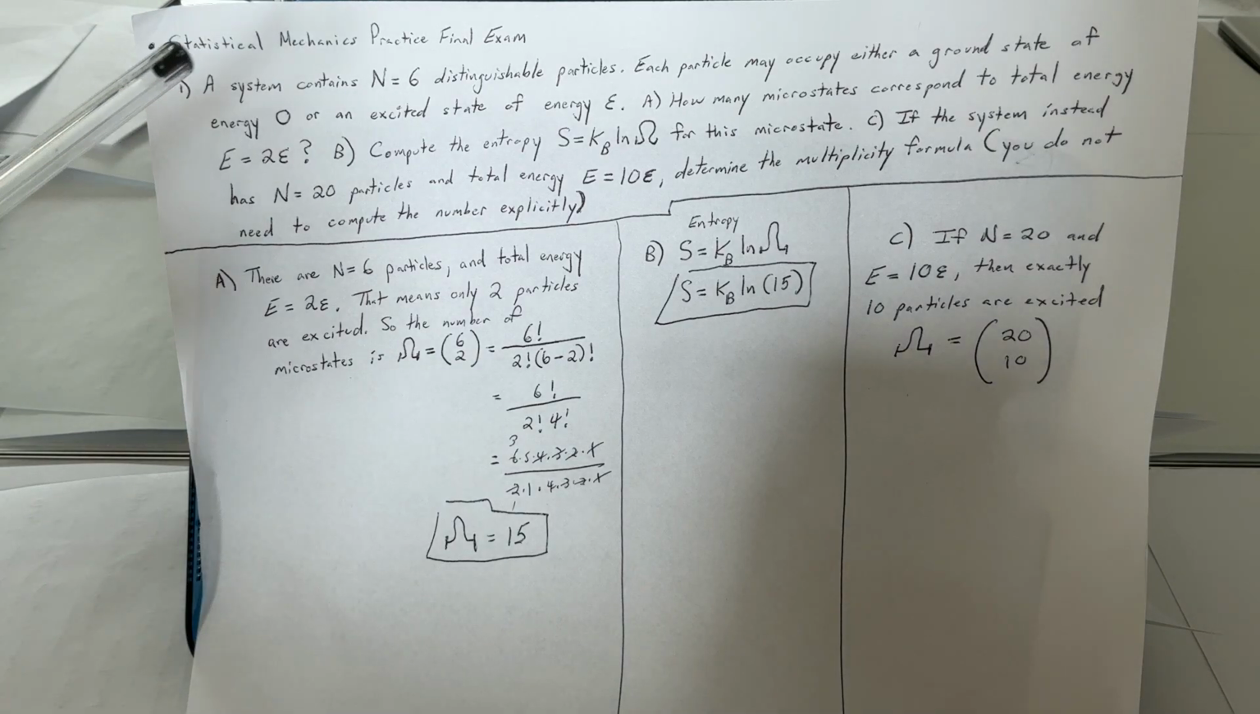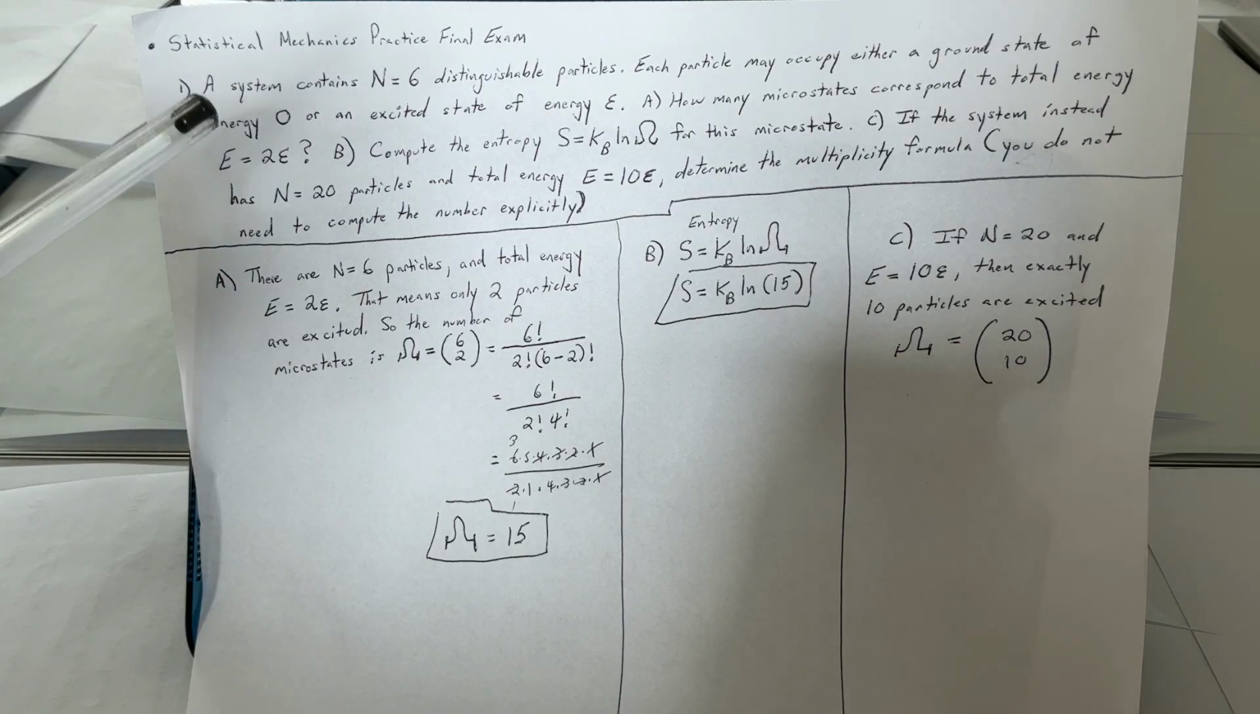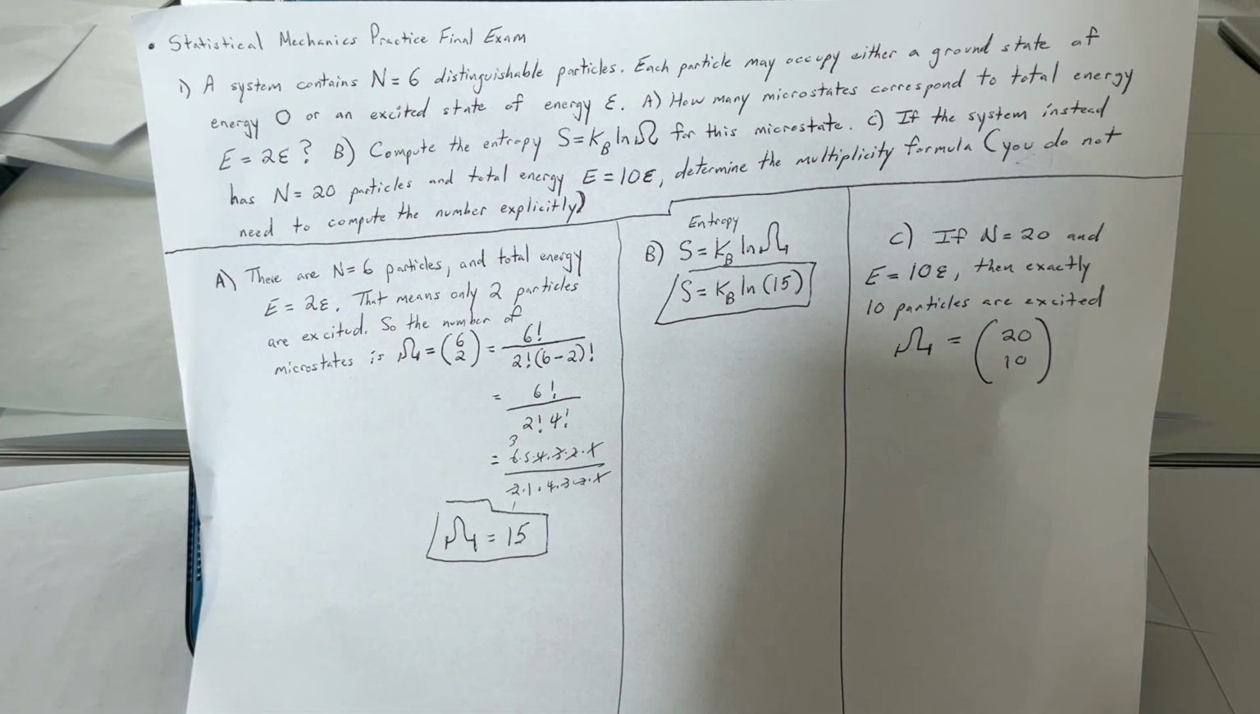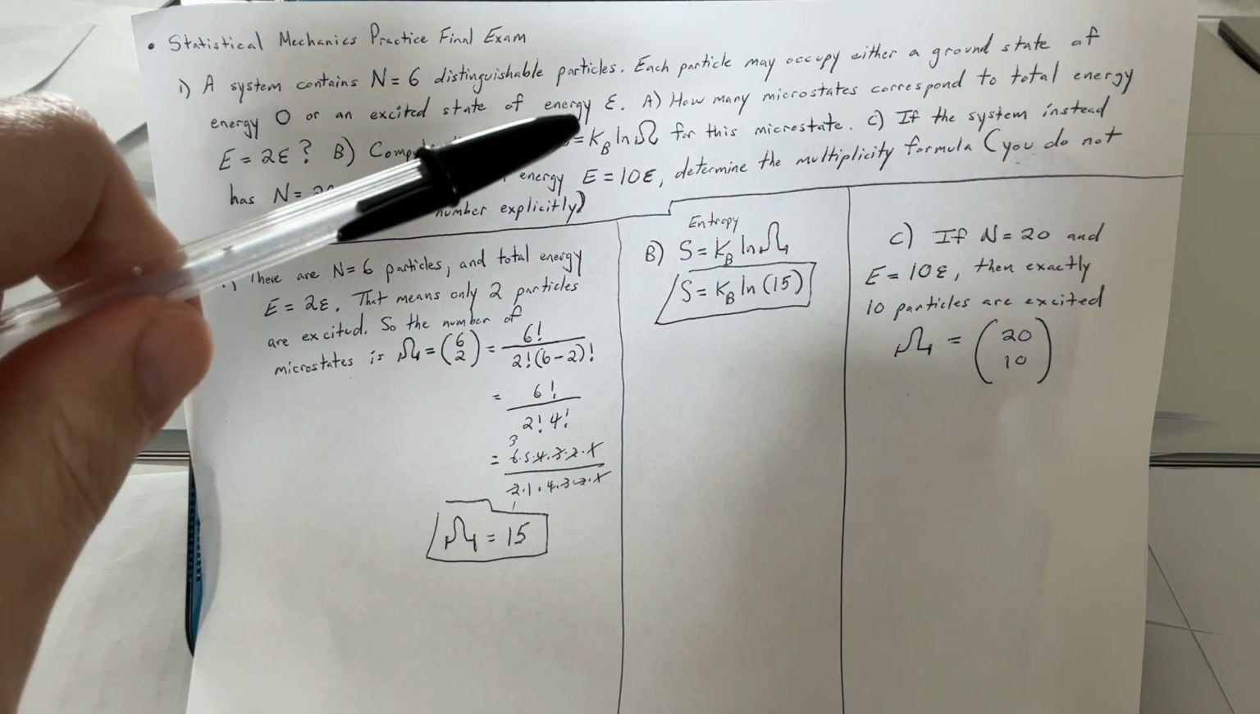We have a statistical mechanics practice final exam, 11 free response. Let's get right into it. Number one, a system contains N equals 6 distinguishable particles. Each particle may occupy either a ground state, energy 0, or an excited state of energy epsilon.